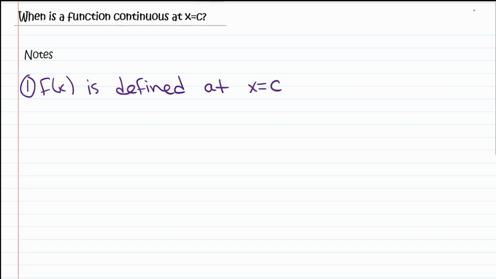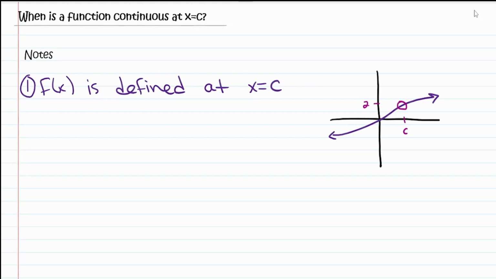So what does this look like? Well, let's say we have a little function. So let's draw our graph, and let's say it just looks something like this. And we're saying our point c is right about here. So if we look right at this point, our function is defined at x equals c. Let's say that this y value, for example, is 2. You plug in c for x, and you would get 2 for y. So our function is defined there.